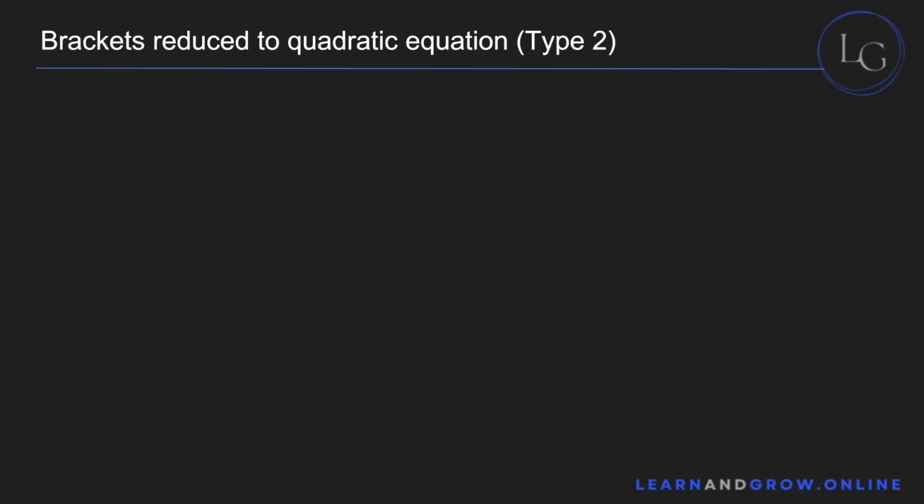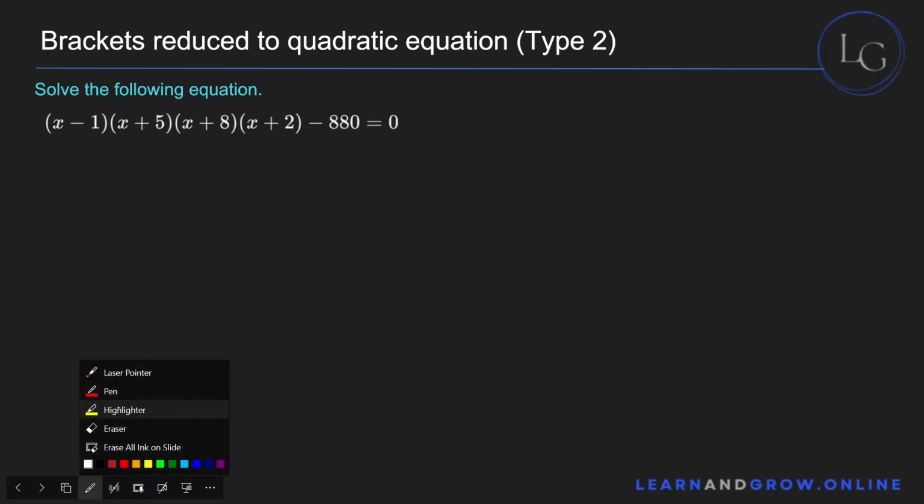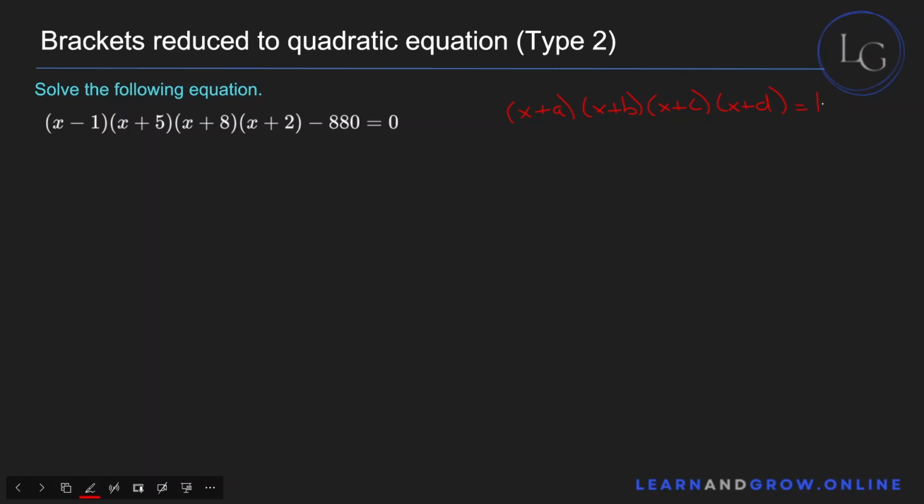So let's discuss the second type of equation that can be reduced to its quadratic equation. Now, see this equation here. As a rule of thumb, whenever you see an equation in this form, x plus a, x plus b, x plus c, x plus d is equal to any constant k, this can be reduced to a quadratic equation, but you must satisfy a condition.